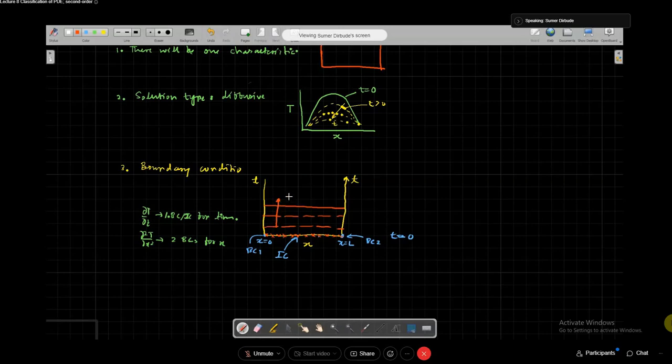Don't go in a reverse direction, but you go in an increasing time direction, and keep on calculating the next value. So for t equals 1, you will calculate t equals 2, t equals 3. You will keep on calculating the solution for such a problem with this boundary condition.